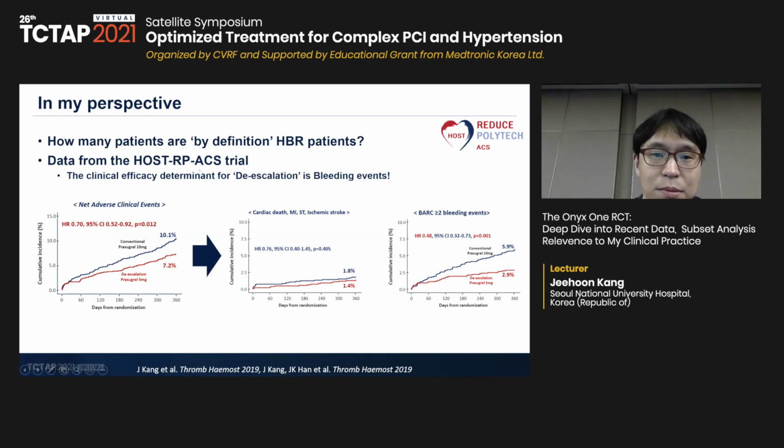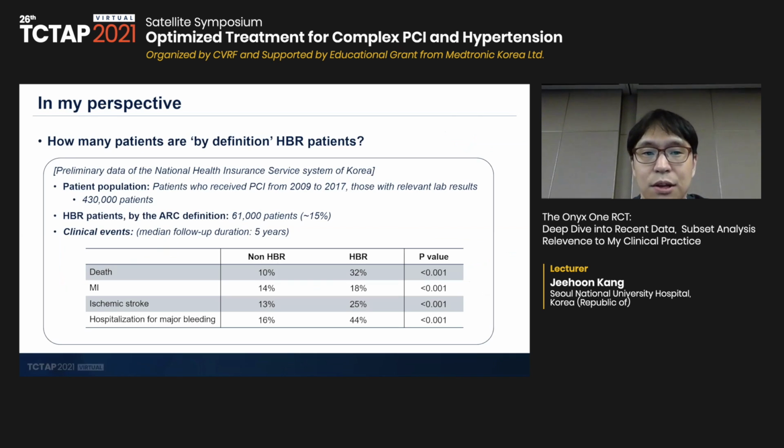Even in the HOST-REDUCE-POLYTECH-ACS trial, which confirmed the safety of de-escalation therapy, the major determinant of the beneficial effect of de-escalation therapy was not ischemic outcomes, but a reduction in bleeding outcomes. So controlling bleeding events is the most important factor in the current PCI population.